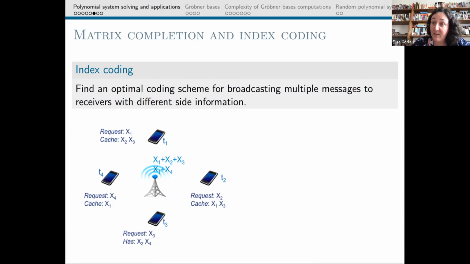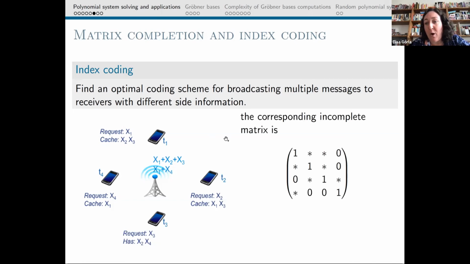And how do we find this solution, right? So the tower wants to be able to find what are the things that they should transmit. And this is again a matrix completion problem. So you can form a matrix where the rows are the receivers, and the columns are the 4 messages.